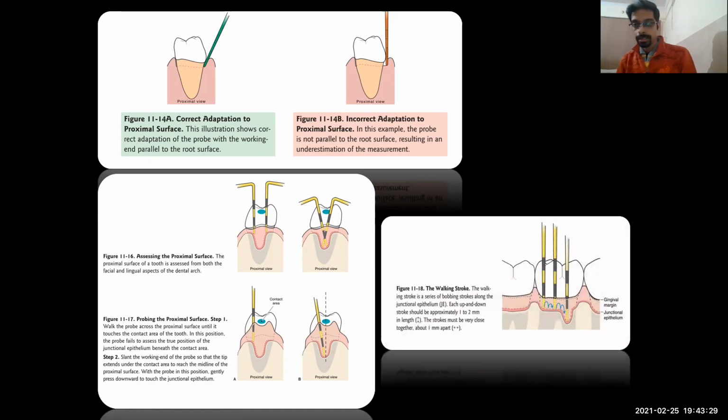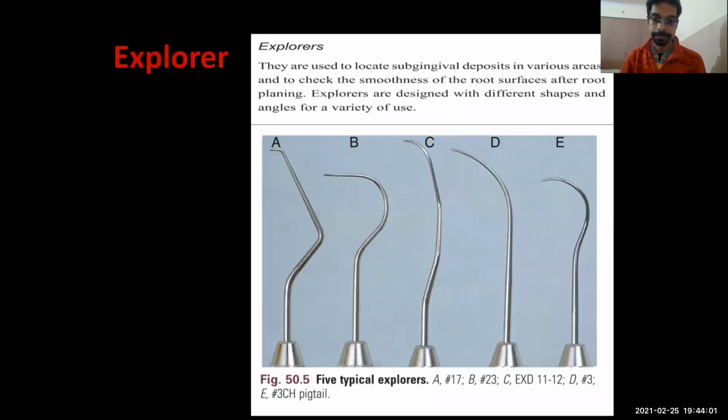Now, what is the motion or the stroke of probing? It is known as the walking of the probe or walking stroke. Now, how we have to do it is, follow my cursor. First we have to insert the probe inside. Then we have to lift a bit, move in the front, again insert. Lift it, move in the front, again insert. Lift it, move in the front, again insert. So you have to do like this. So this is known as the walking of the probe.